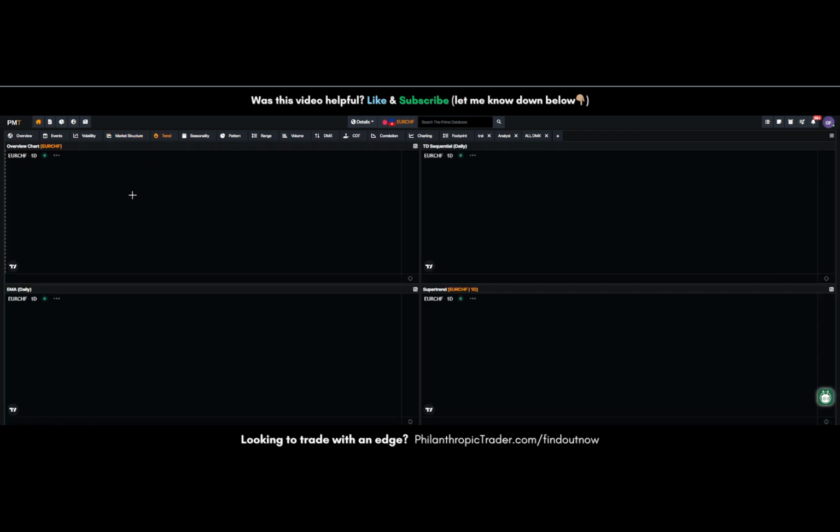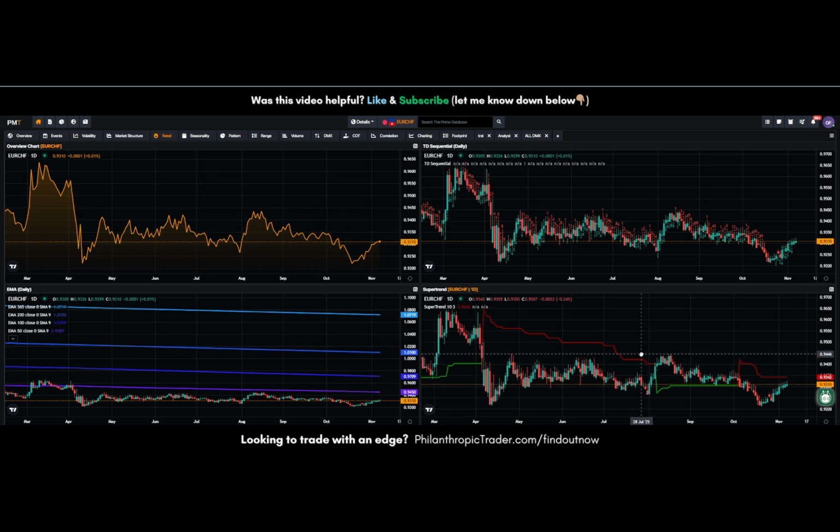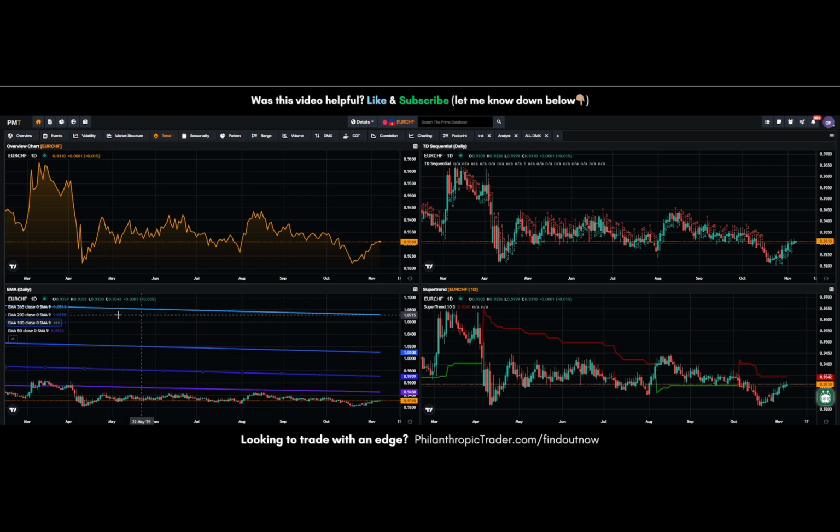We have trend. I already showed you the super trend, which is here again. And you have the TD sequential. I'm not really going into that. And the overview chart. So here we have just a line chart, right? And here we have the EMAs again. And you can play around with the settings if you want: style, visibility, whatever you prefer.